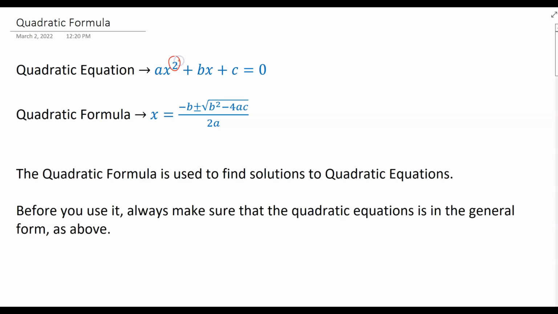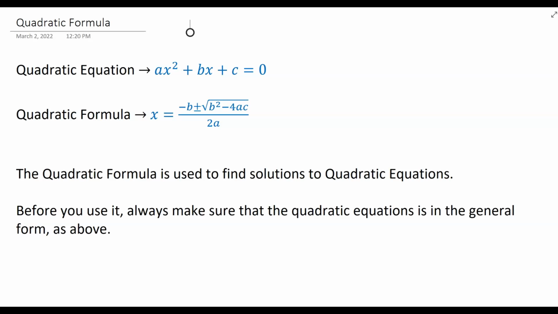And we can see that right there. And we also have an x to the 1, but that is not mandatory. But as long as you have a highest power of 2, then you are dealing with a quadratic equation. Now this is the general form of a quadratic equation: ax squared plus bx plus c equals 0.